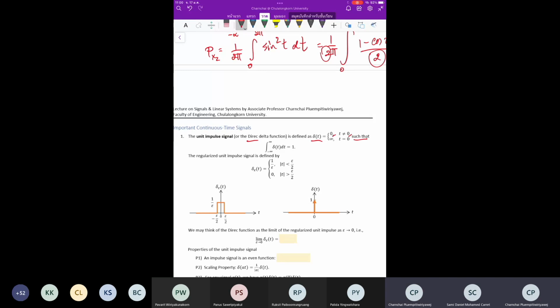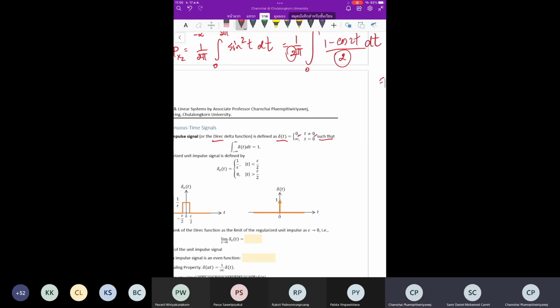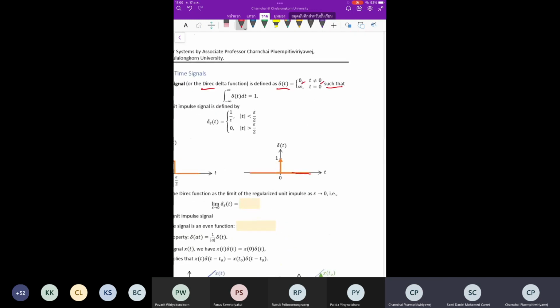What does this mean? This is what the graph looks like. It is equal to 0 for t non-zero, except for t equal to 0, where it is supposed to go to infinity. This one goes to infinity at t equal to 0.